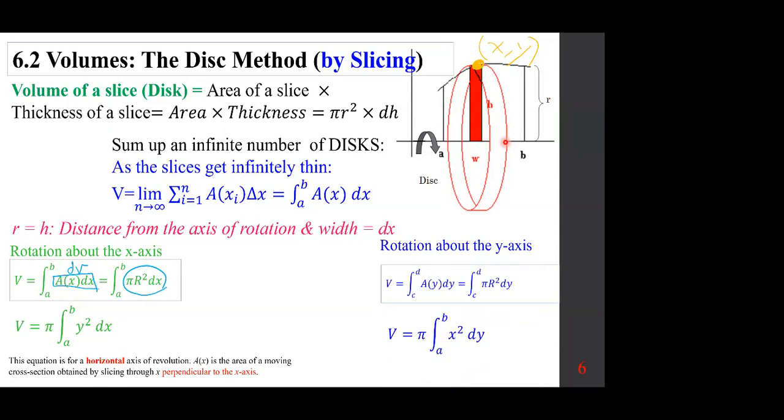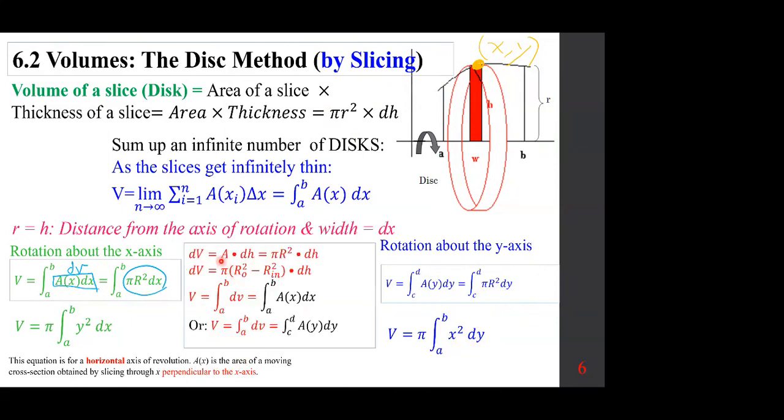What if it's rotation about the y-axis? What if we go this way? So look at this rotation. In that case, we get A of y dy, which becomes pi r squared dy, which becomes x squared dy.